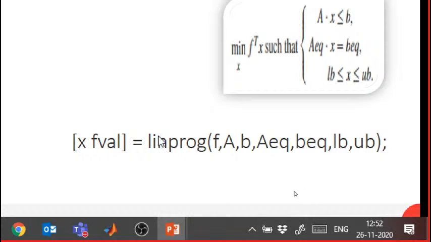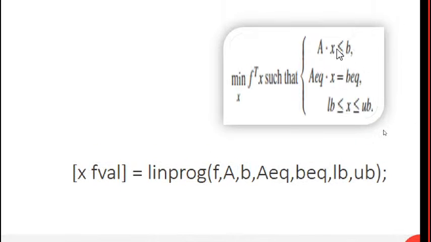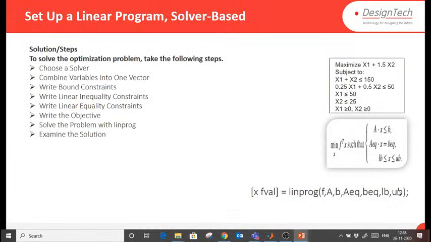Then, if it is a linear programming problem, we use the linprog function. A is the matrix of left side inequality coefficients, b is the matrix of right side inequality coefficients. Then Aeq is the coefficients of the left side of equalities, and beq is the right side coefficients of equalities. Then the lower bound matrix and the upper bound matrix. How does it work? Like this.